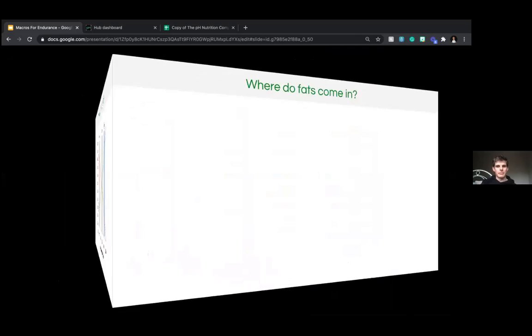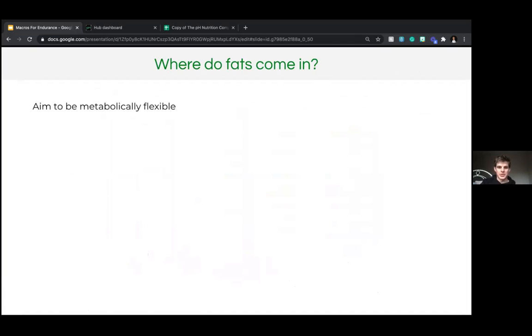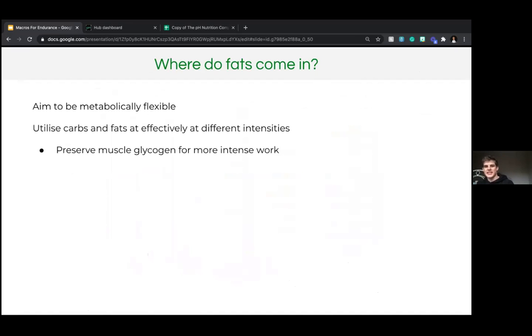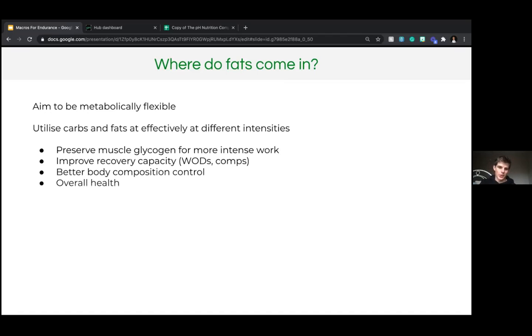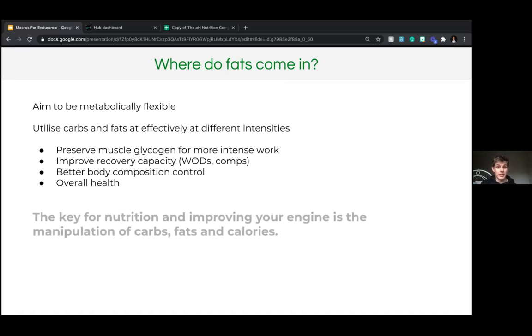So this idea of being metabolically flexible, using fats when you can at low intensities so that you spare carbs for when you have to. It's that idea of can and have to, because we can't use those fats at high intensities because we're not pulling enough oxygen in. So yeah, there we go, utilizing carbs and fats effectively at different intensities, preserving that muscle glycogen for more intense work, improving recovery capacity, better body composition control, and overall health will improve. There's this concept of insulin sensitivity being improved if you're more metabolically flexible as well, which obviously has that knock-on effect into overall health.